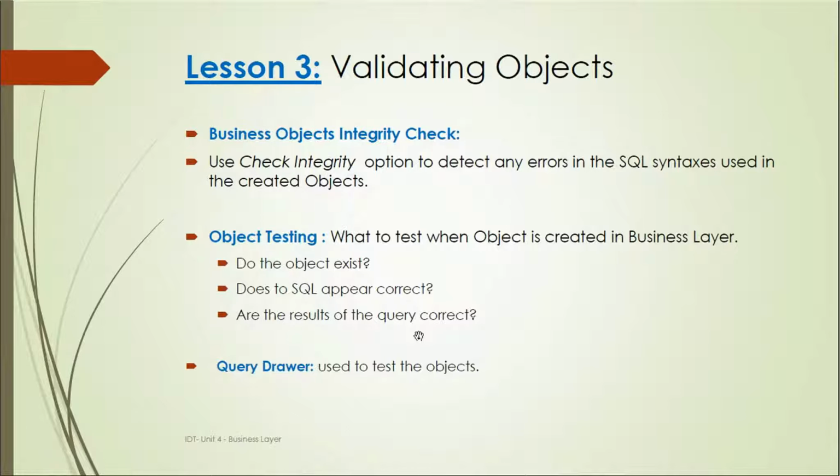Okay, lesson 3. Once we have created the objects in the business layer, we need to validate those objects. There are different ways to validate the objects. The first one is the business objects integrity check, which is an option available in the business intelligence tool, like the information design tool, which will detect any errors in the SQL syntax used in the created objects, and what type of testing it does. Like, do the objects exist?